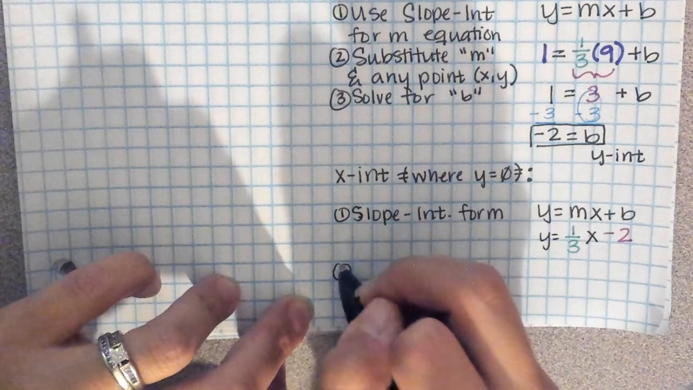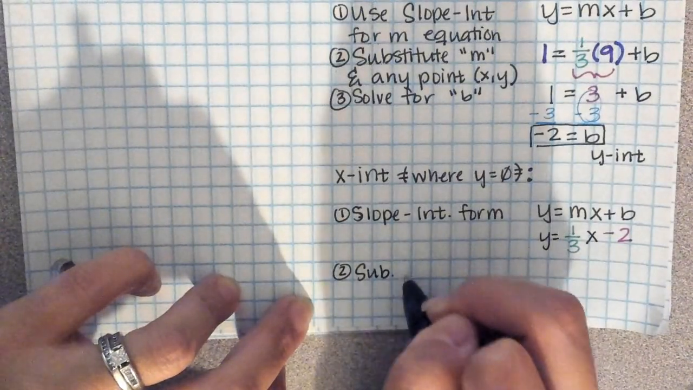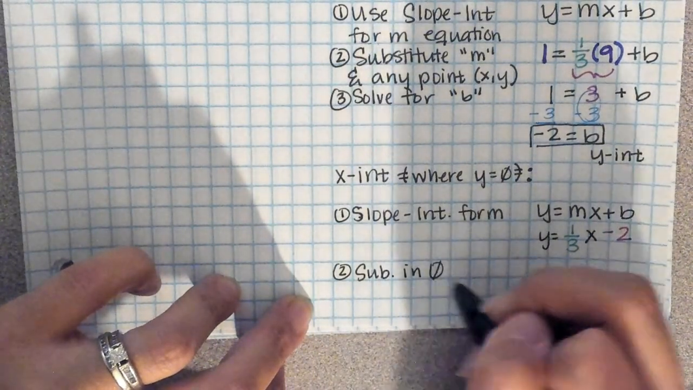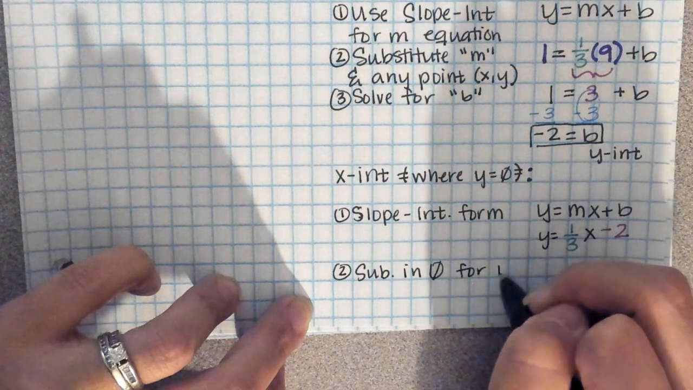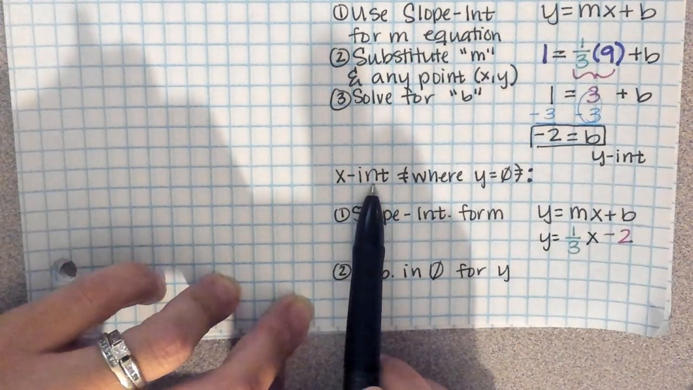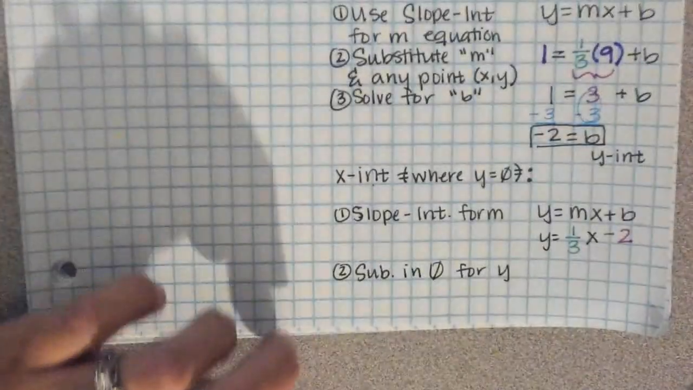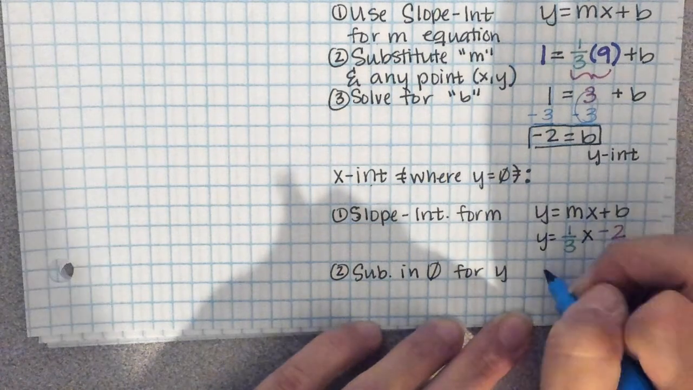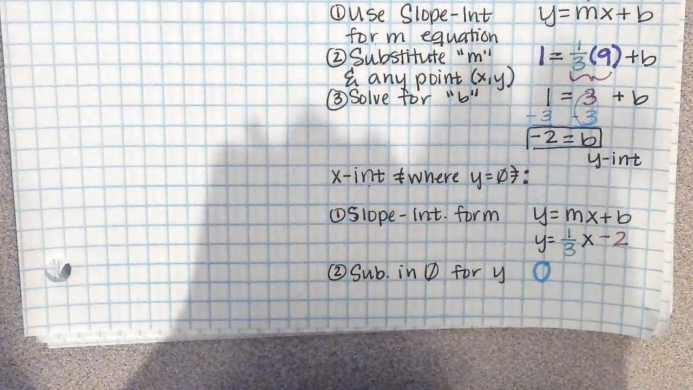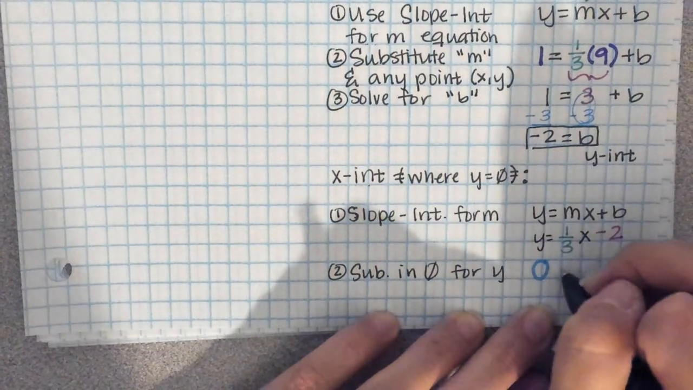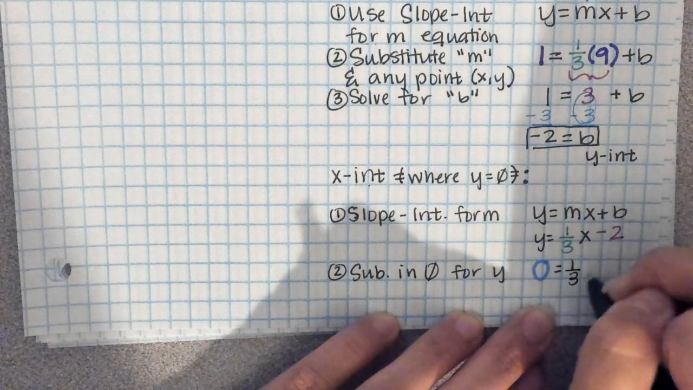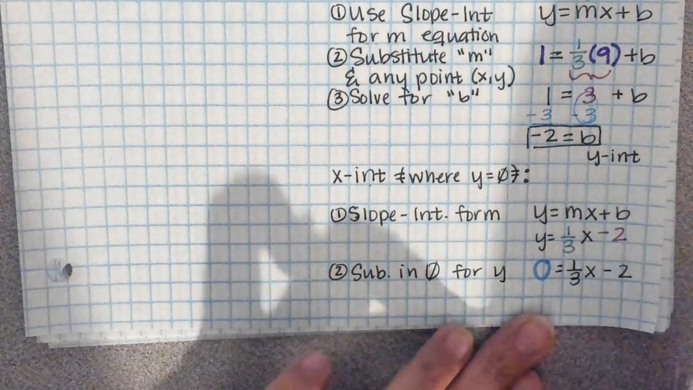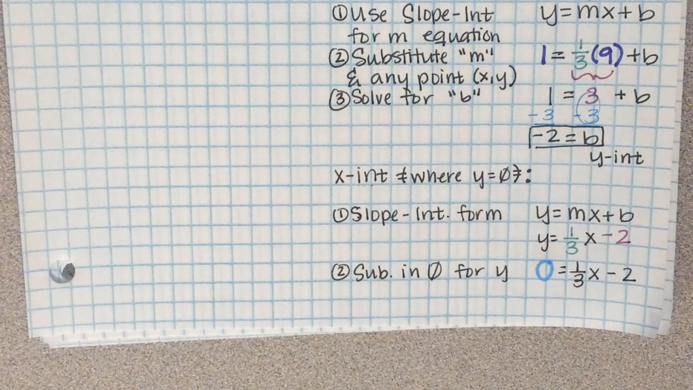So my second step, I'm going to sub in 0 for y, because an x-intercept is where y is equal to 0. So instead of y, I'm going to put 0, and keep everything else the same. Okay. I'm going to stop there.